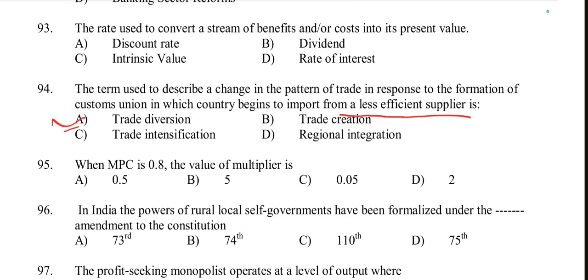Trade diversion occurs when a country shifts its imports from a more efficient supplier outside a customs union to a less efficient supplier within the union due to a preferential trade agreement. This shift happens because the customs union members benefit from lower tariffs among themselves, even if it results in a less efficient trading pattern. So it creates trade diversion.